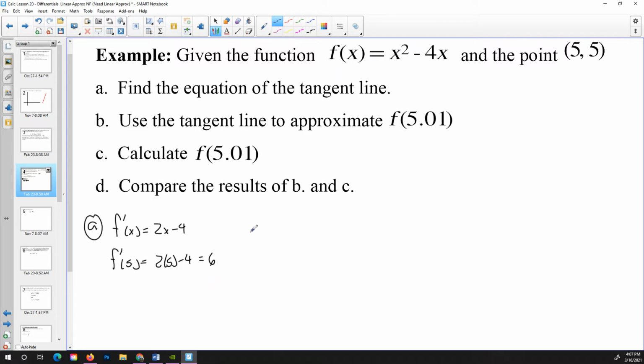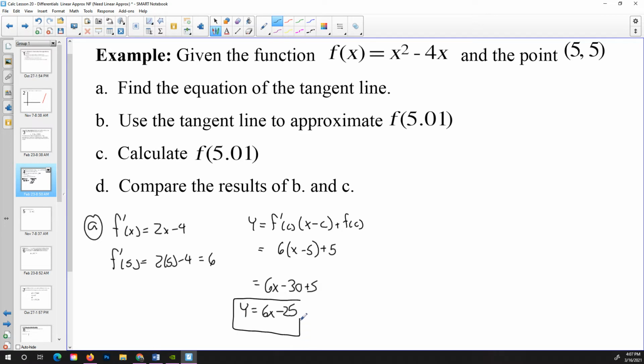All right, so they give us that y is going to be equal to f'(c) times (x - c) plus f(c). We already have calculated f'(c). It's 6. And then c is going to be 5, so we're going to go x - 5. And then f(c) is given to us. f(c) is going to also be 5. And so when I distribute, I'll have 6x - 30, and then plus 5 gives me a tangent line of 6x - 25. There is my equation of the tangent line.